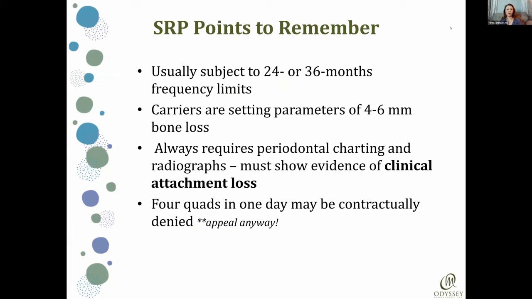So from the carrier point of view, typically you will see reimbursement 24 to 36 months is the frequency limitation. So what that means is if you do scaling and root planing in one particular quad, then typically it's 24 months until you do another one, or even 36 months. And so you'll have to take a look at the plan and whether or not benefits would be allowed for it.